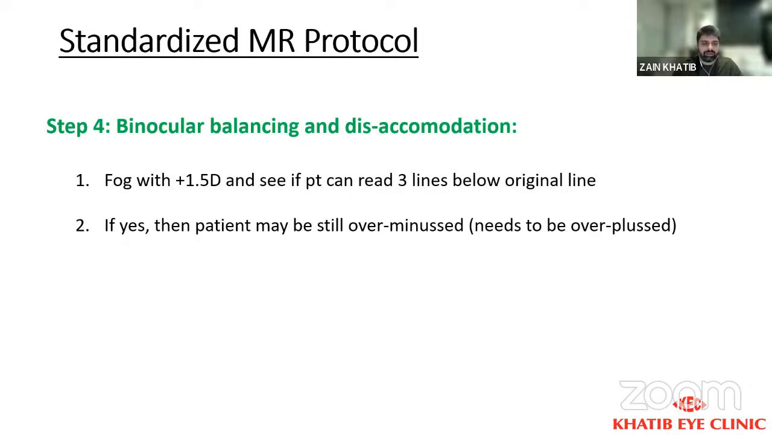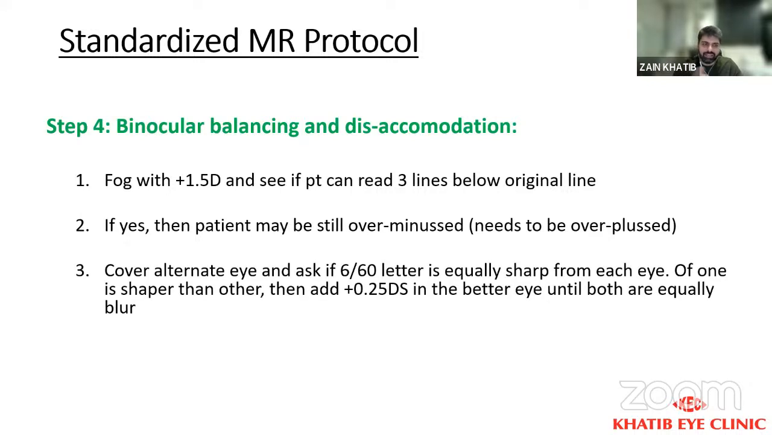So how do you do that? You then cover each eye alternately, ask the patient to look at the 6/60 letter, and you ask if it is equally sharp in both eyes. If one is sharper than the other, then you add 0.25 diopter sphere more to the eye which is better until both are equally blurred.